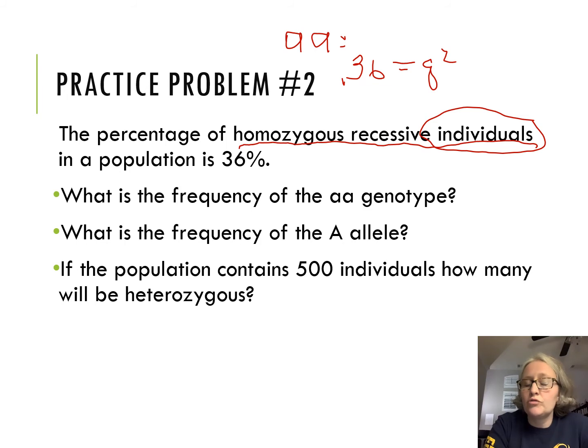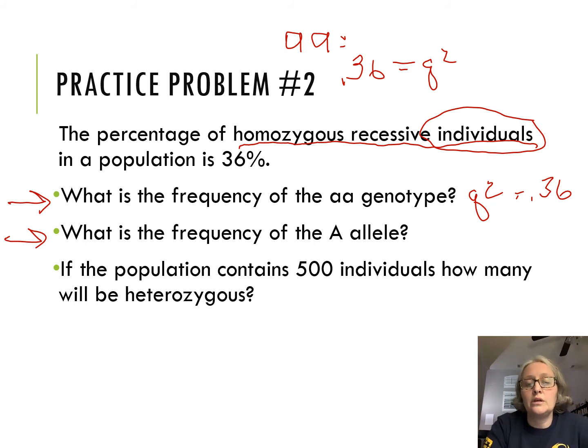So again, we haven't tried to even answer any questions. We've just tried to figure out what was given to us. So by that first statement, we've been able to figure out that Q squared equals 0.36. All right, let's look at the questions. First question, what is the frequency of the little a genotype? Or in other words, what is Q squared? Oh, well, we already know that. That's what was given in the question. That's 0.36. All right, let's go to the next one.